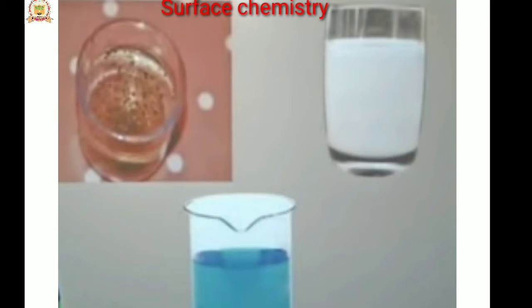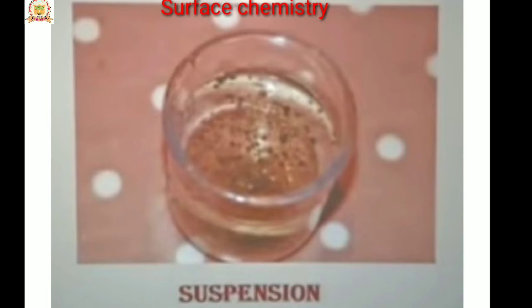Suspensions are what? Suspensions are heterogeneous mixtures. They do not mix with each other. The composition is not uniform throughout. The components can be separated by the filtration method. They are not stable. Sand in water is an example for the suspension. Milk is an example for colloid. Then copper sulfate solution is an example for the true solution.